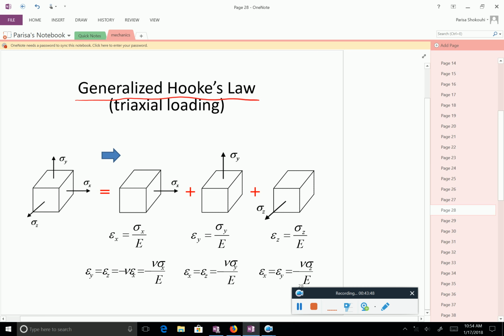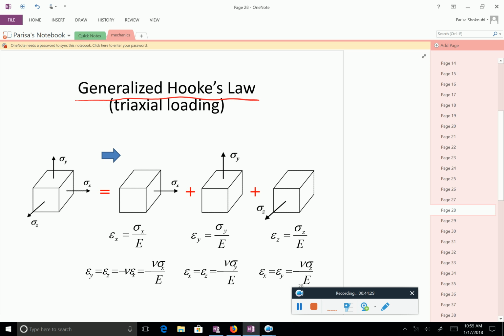So how does that work if we have more than one stress? Let's say a triaxial case in the most general form. The strain will be a summation of uniaxial strain situations. Since everything is linear elastic, you can say this triaxial case is equal to one axial case with only a stress in the x direction, plus the y direction, plus the z direction.